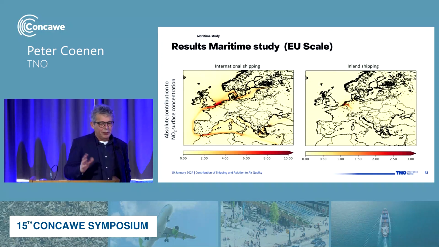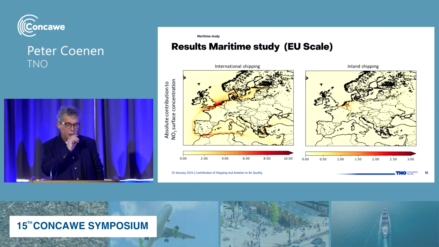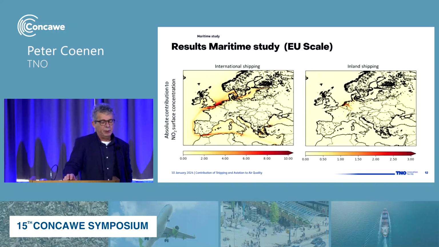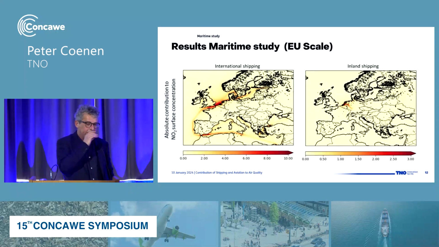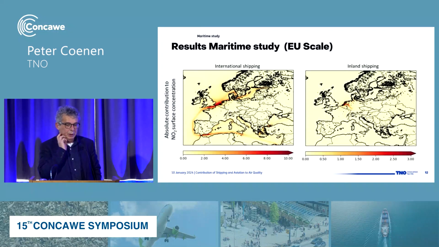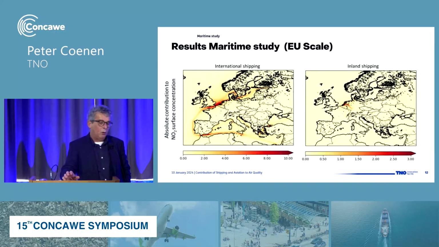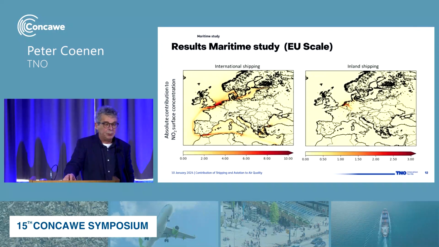and if you closely look into the pictures in the report, you can also see the Danube appearing on this map. But you see that the contribution of inland shipping is less than what we see for international shipping.